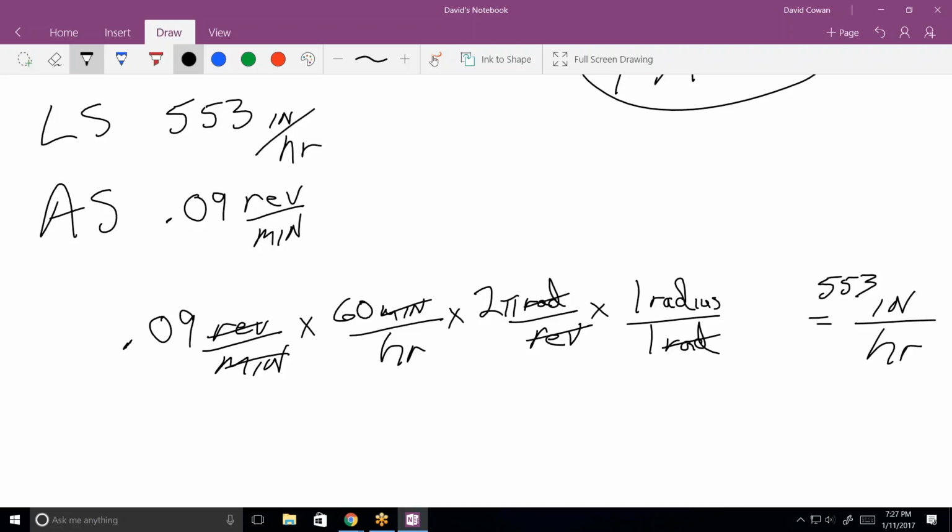My radius is going to be in inches. That's what happened to my inches. It's there, and now I end up with inches per hour, and that's what they gave us. Okay. So I got all the units right, so I can facilitate the solution by just ignoring the units, multiplying everything, and solving the equation.